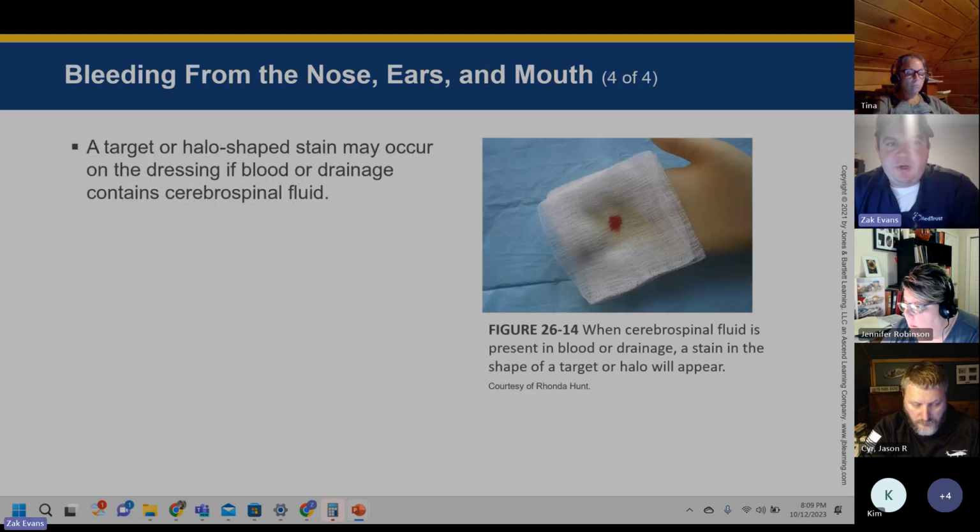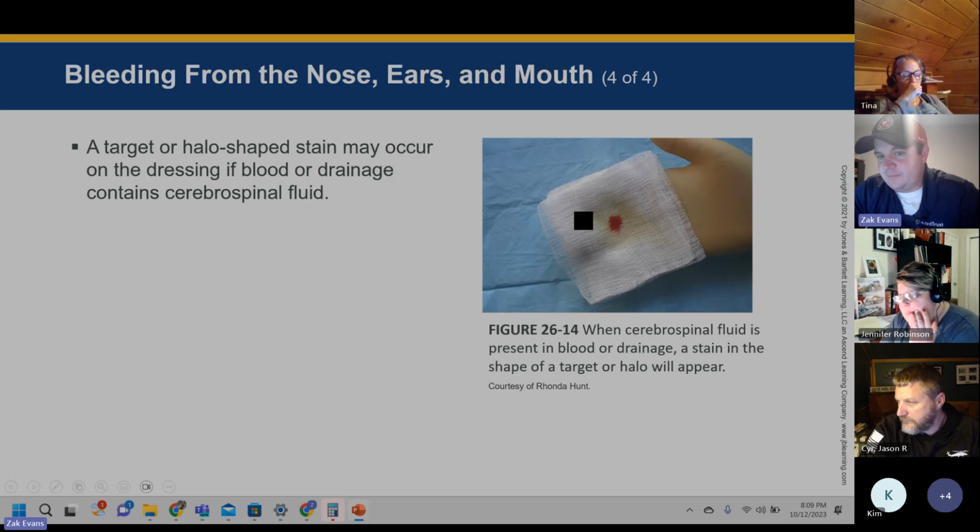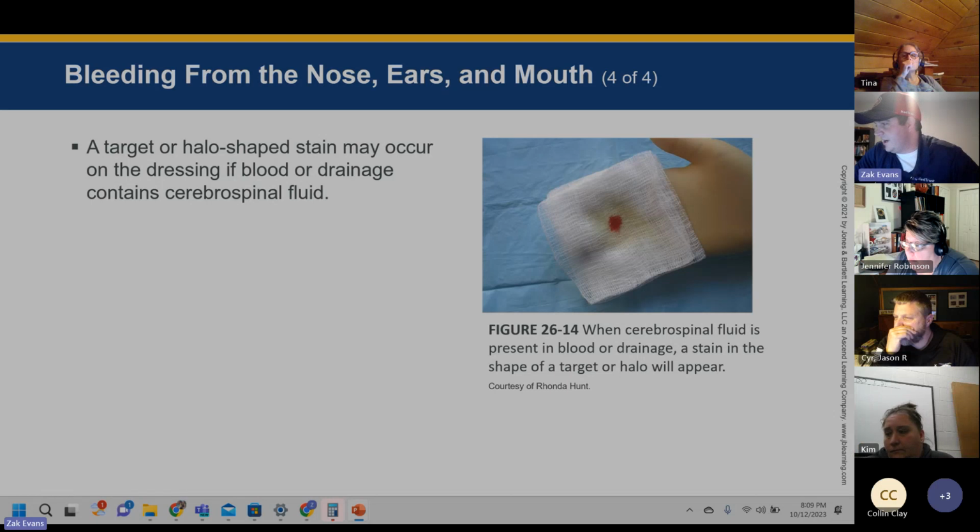All right, a target or halo-shaped stain may occur on the dressing if blood or drainage contains cerebrospinal fluid. So in theory, if they're bleeding out of their ears or their sinuses, and you were to take a blood sample on a piece of gauze, you would see this yellowish haze around that blood. I can tell you, in all of my years, I've never actually seen that work, ever. But they say that works.